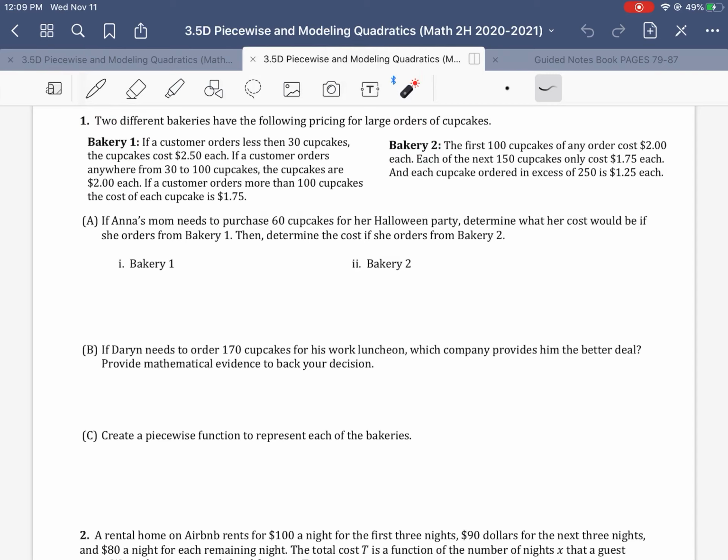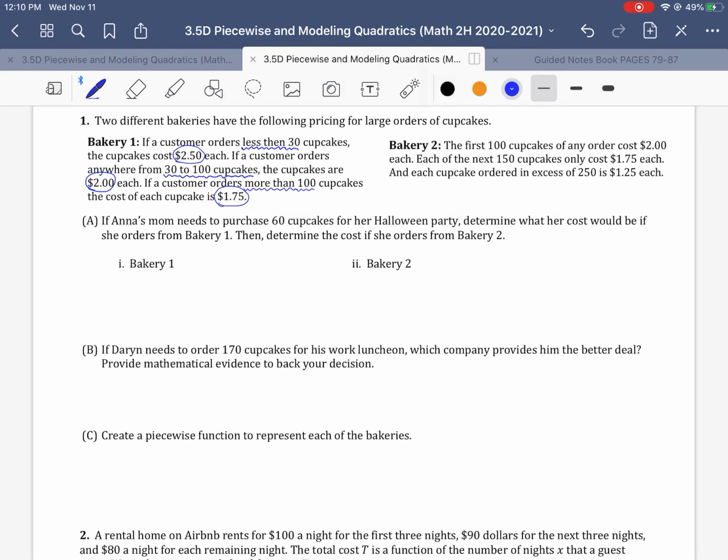It says 2 different bakeries have the following pricing for large orders of cupcakes. Bakery 1, if a customer orders less than 30 cupcakes, okay, less than, and I like to highlight things as I go through, especially the mathy words that I might need. So less than 30, right? The cupcakes cost $2.50 each. So if we order 20 cupcakes, they're just $2.50 each. If a customer orders anywhere from 30 to 100 cupcakes, the cupcakes are $2 each. If a customer orders more than 100, then the cost is $1.75.